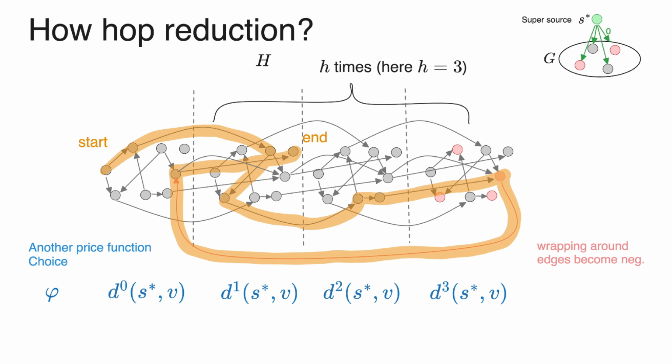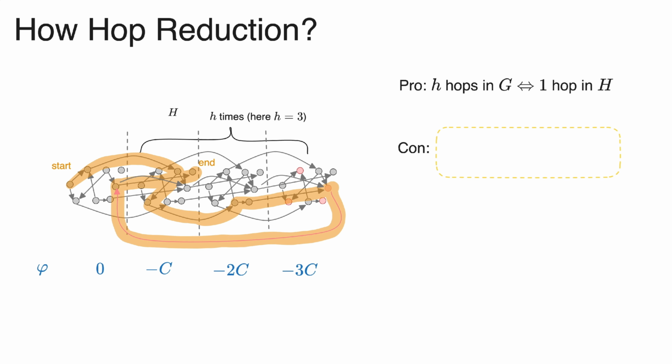This is another price function that works. Now we have achieved the hop reduction. So is the problem done?